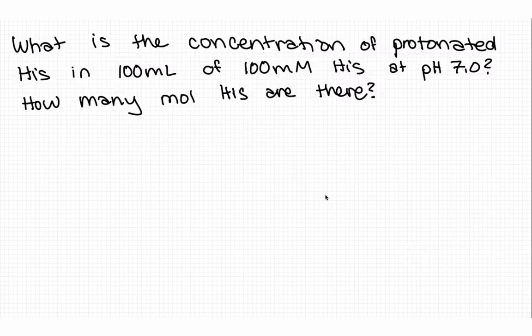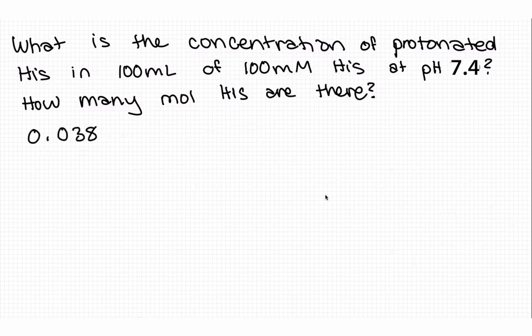Okay, so now what if we want to actually find the concentration that was protonated? What is the concentration of protonated His in 100 milliliters of 100 millimolar His at pH 7.0? How many moles of His are there? Well, we already figured out the proportion that was protonated. That was our 0.038. So that's going to be the fraction.